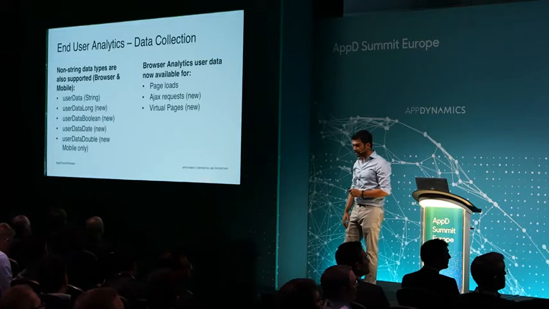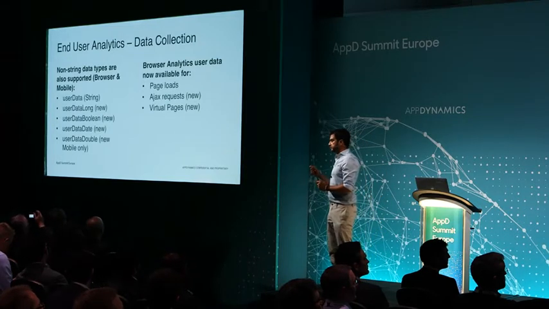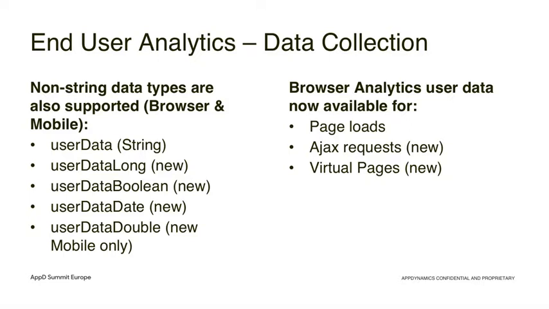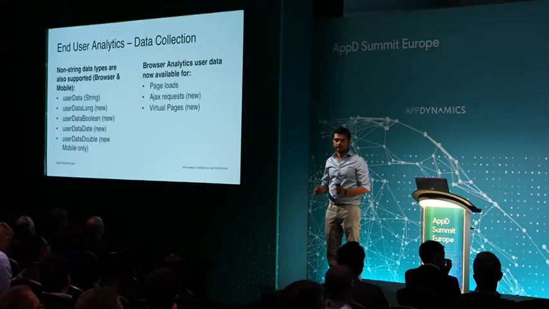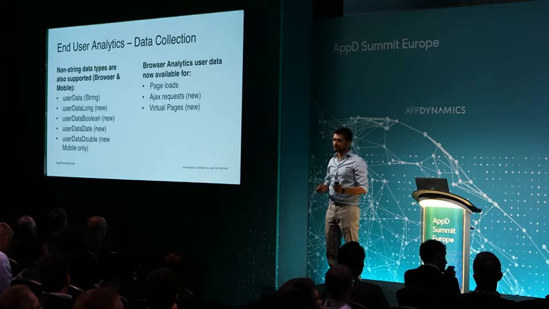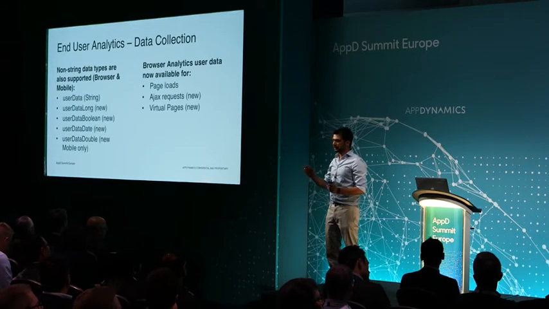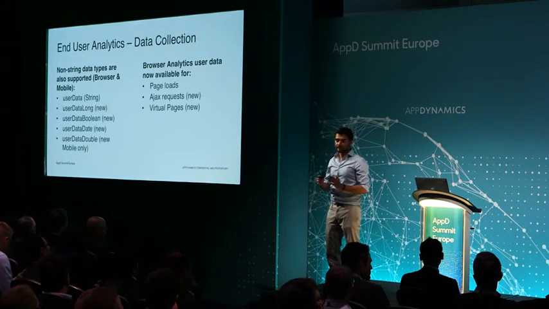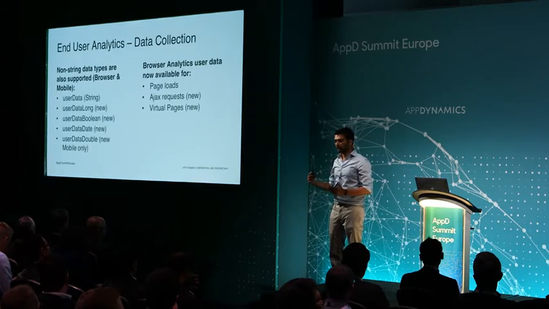Same thing for end user data. If you're using our JavaScript agent to instrument, and you're familiar with the add user data API to send more data, it used to come in the string format. So if you're really sending a number, the visualization of that number as a string is a little wonky. Now we've added more APIs for you to add either long data, Boolean data, different date types, and so on and so forth.